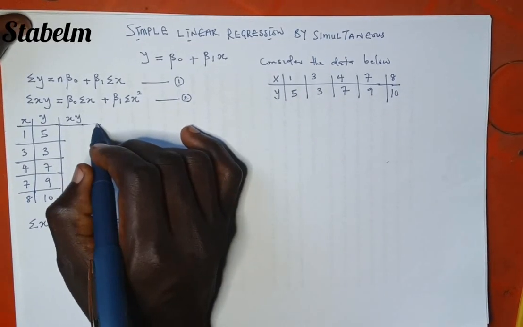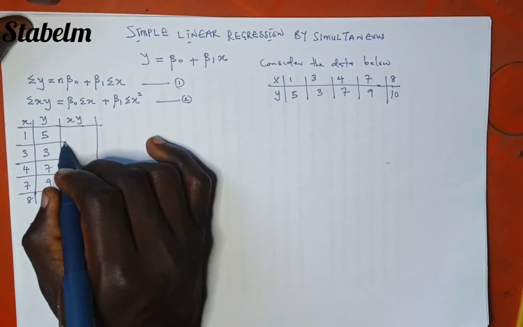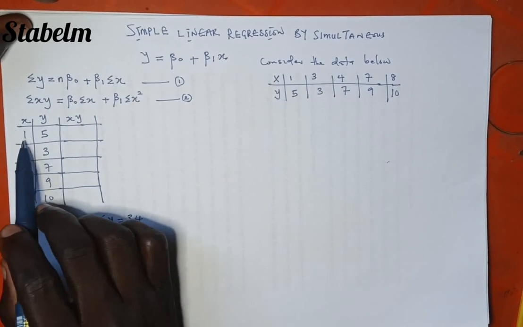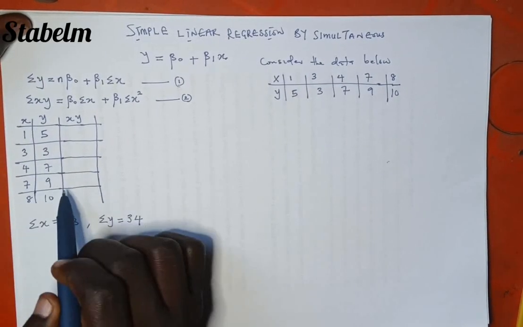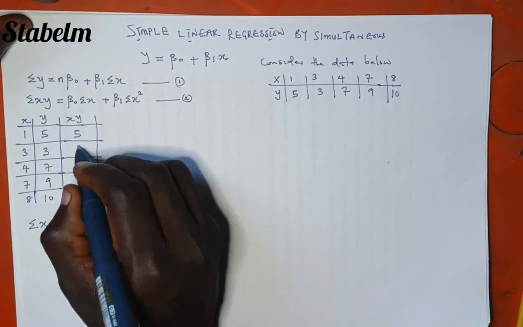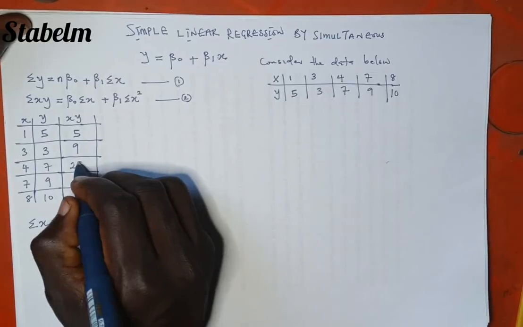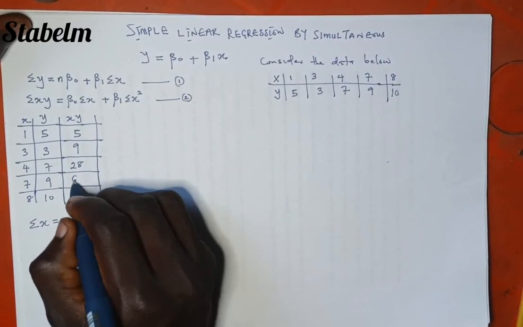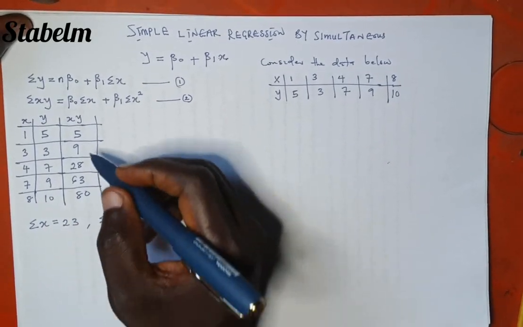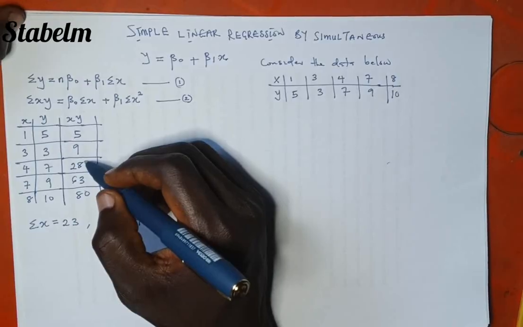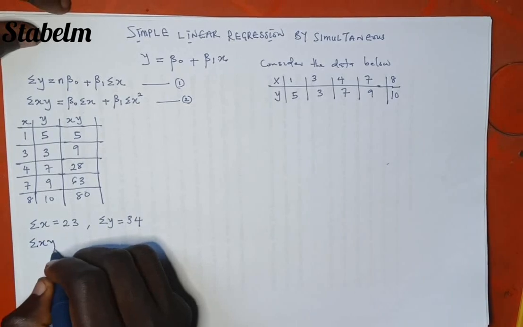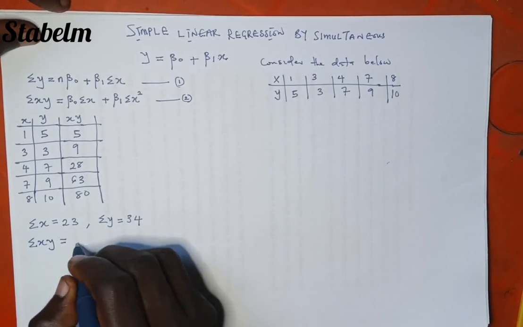So this is xy. Multiply this column by this column. Each value here multiplied by the corresponding value here. 1 times 5 will give us 5. 3 times 3, that is 9. 4 times 7, 28. 7 times 9, 63. 8 times 10, we have 80. So if you add all of this together, 5 plus 9 plus 28 plus 63 plus 80, we have summation xy will be equal to 185.